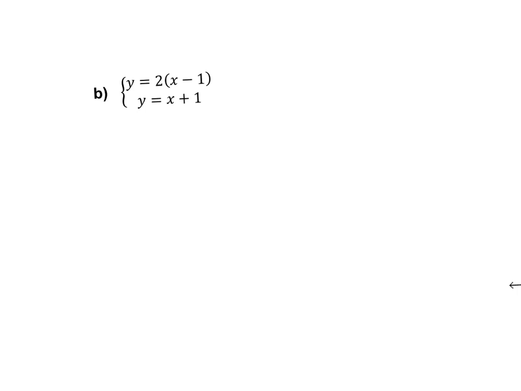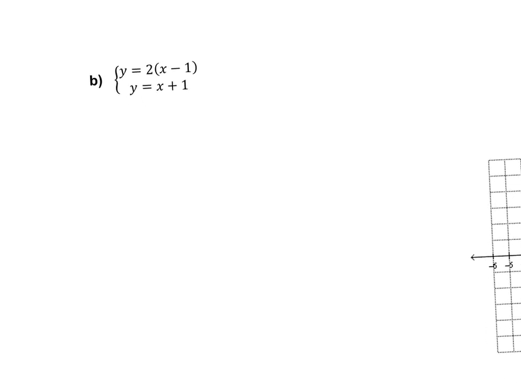Take a look at example B. Again, let's isolate y just so we can make more sense of this. y equals 2x minus 2. And in my other equation, y equals x plus 1. So notice the slope of this one is 2, the slope of the second one is 1, so they don't have slopes in common. So therefore, there's going to be one solution, because these are going to intersect.